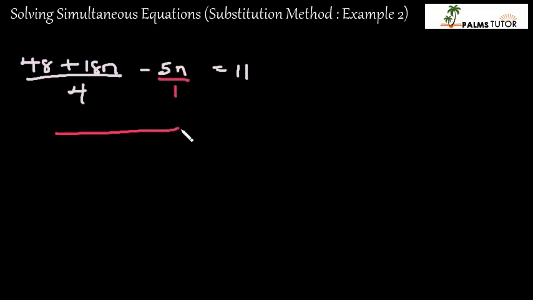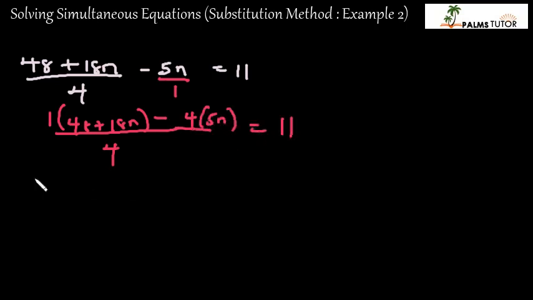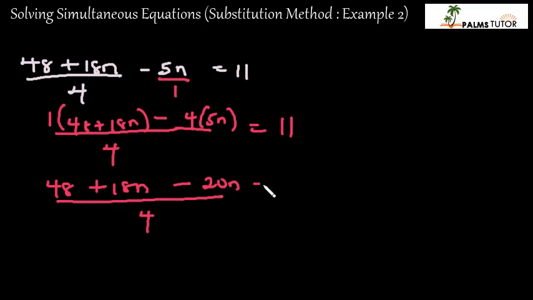Find the LCM of these two fractions, which is 4. 4 in 4 here is 1. So I have 1 times 48 plus 18n. Bring the sign down. Minus, 1 in 4 is 4, so we have 4 into bracket 5n. Everything equals 11. We solve this. We have 48 plus 18n, 1 multiplied by 18n, minus 4 multiplied by 5n which is 20n. Everything whole over 4 equals 11.